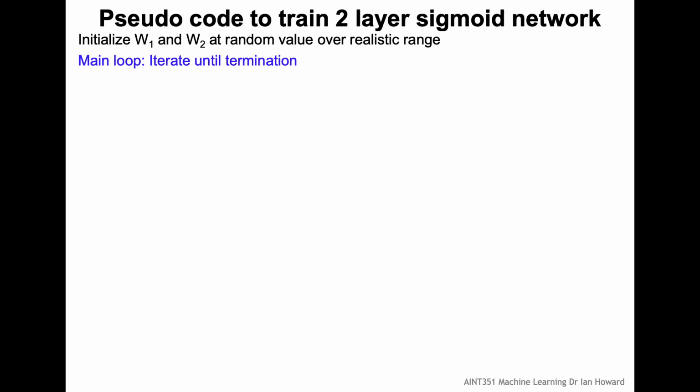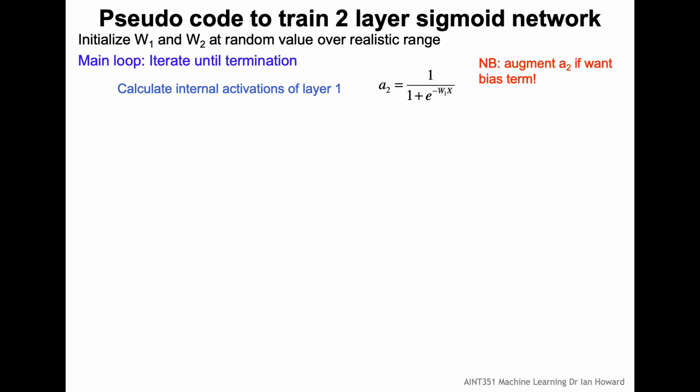Then we've got an iterative loop because we want to learn the weights by gradient descent in an iterative fashion. So what we're going to do, we're going to apply a pattern, we're going to look at the output, we're going to work out the gradient of the W2s, we're going to work out the gradient with respect to the W1s, and we're going to do gradient descent. So iterative loop, first thing we do, calculate the internal activations of layer 1. Right, so these are the intermediate activations from the first layer, which will feed into the second layer. Notice that we're going to need a bias term.